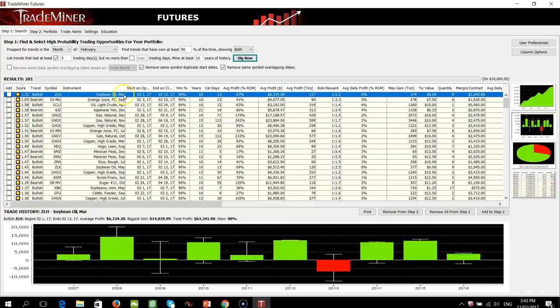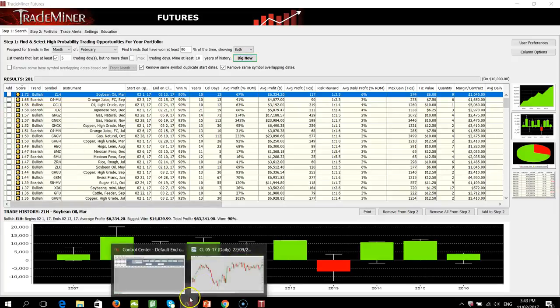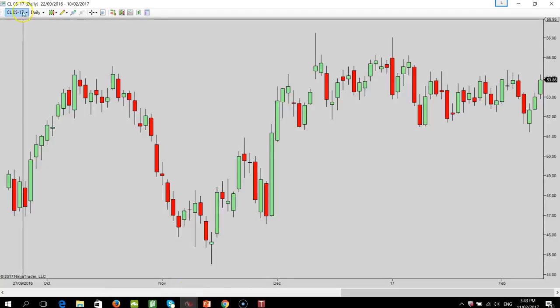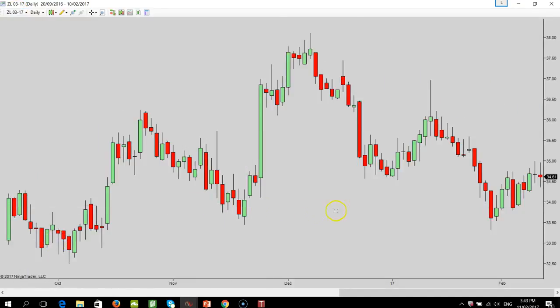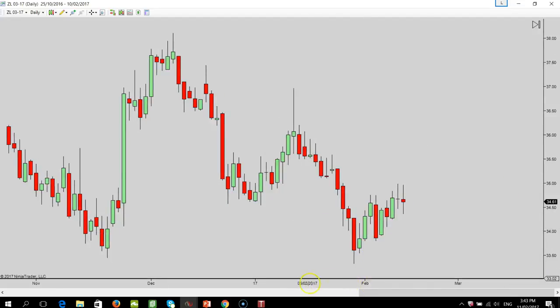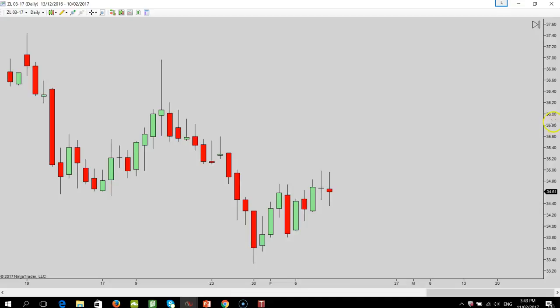So let's just take a look. The first one is bullish, bean oil, get long on February 1st, get out on the 13th. The 13th is just Monday. Today's Saturday, I'm recording this. And let's see how it looked. So it's get long, March bean oil, ZL. Here it is, February 1st. Let's see if we can expand this up a little bit.